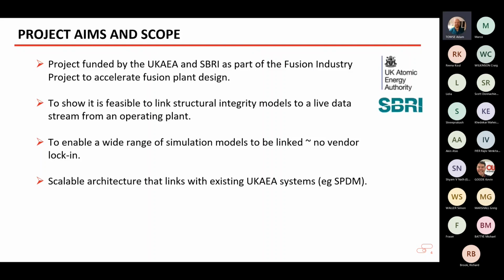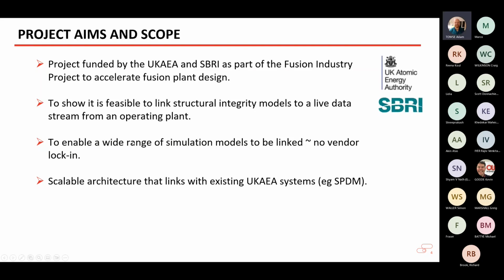Okay, now the first thing I would say is I don't have a live operating fusion power plant. So all of the data that we've used here was entirely synthetic in origin, but the kind of process I'm going to show you today is what it would be if you were actually measuring real data off a real plant.